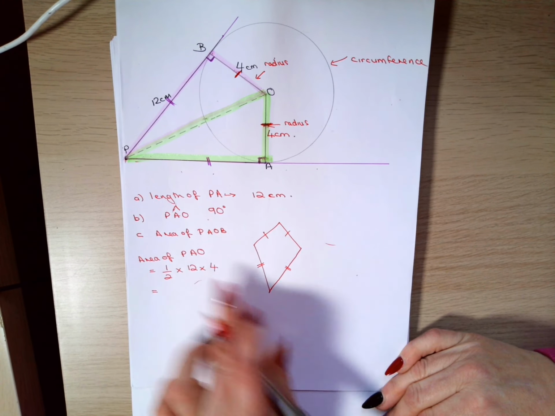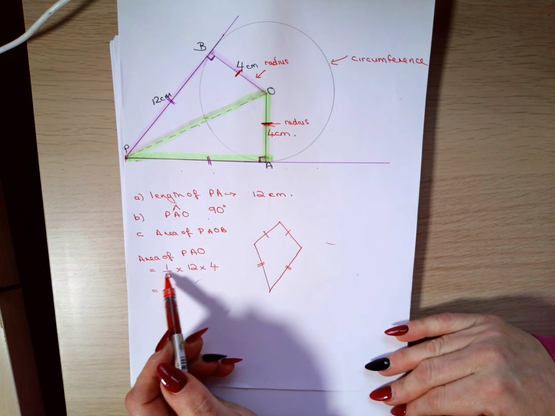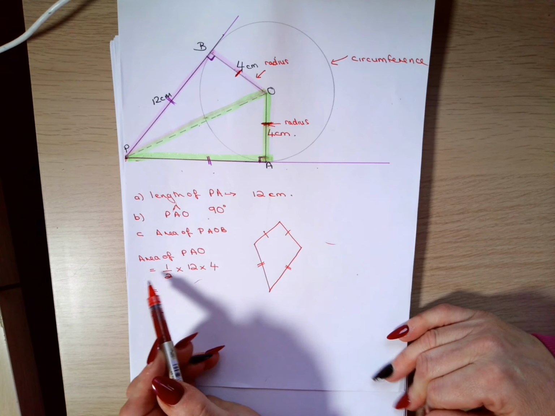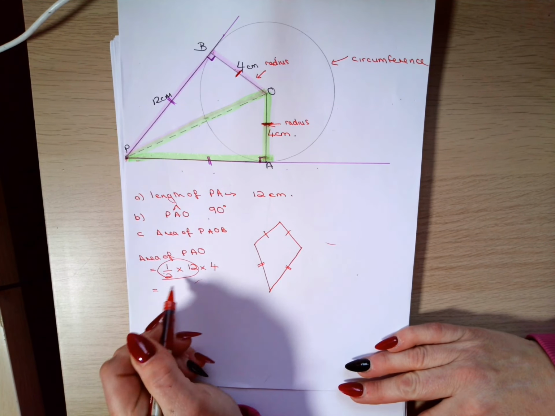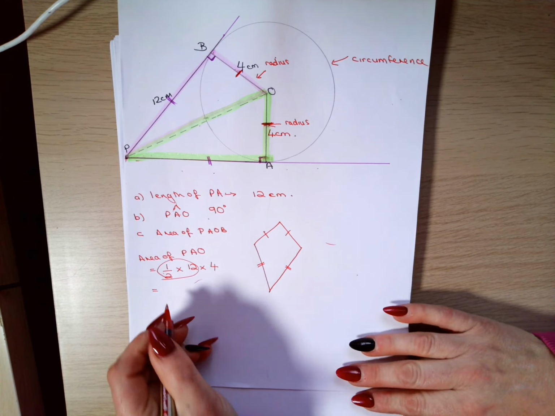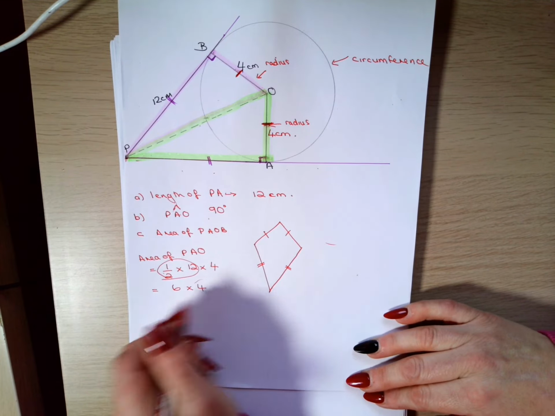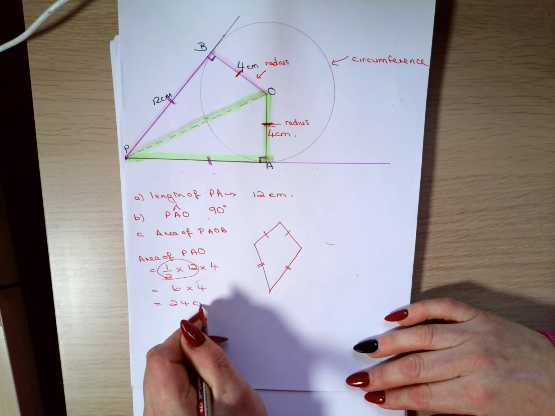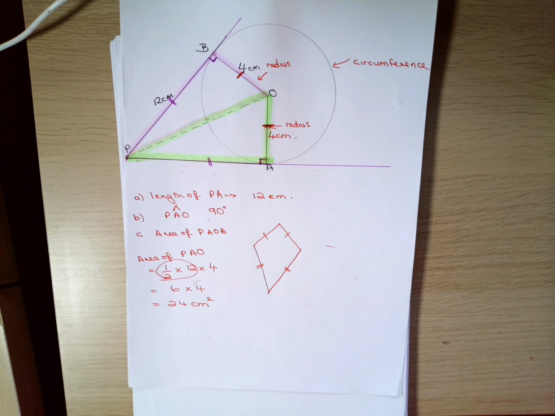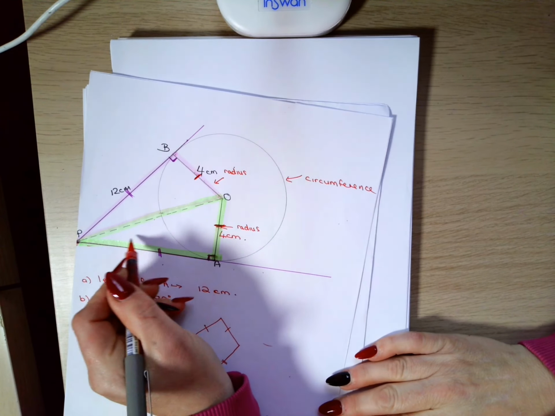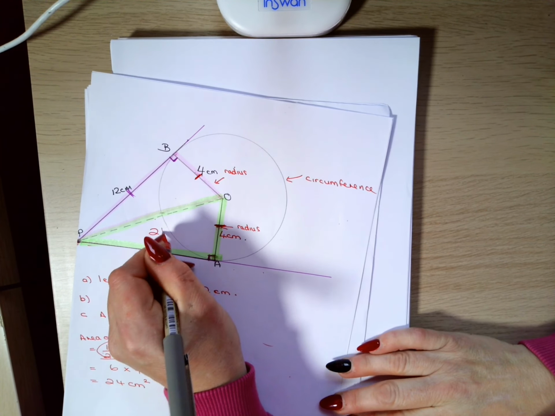So with these, again, non-calculator paper, you can switch the order of these if you want to. Because if you did a half times 12 times 4, you'd get exactly the same answer as a half times 4 times 12. Doesn't matter. So what I would do is a half times 12. A half of 12 is 6. And then you multiply that answer by 4, which is 24. Now the units in this question were centimetres, so the area will be 24 centimetres squared. Now remember, that's only the area for this part.